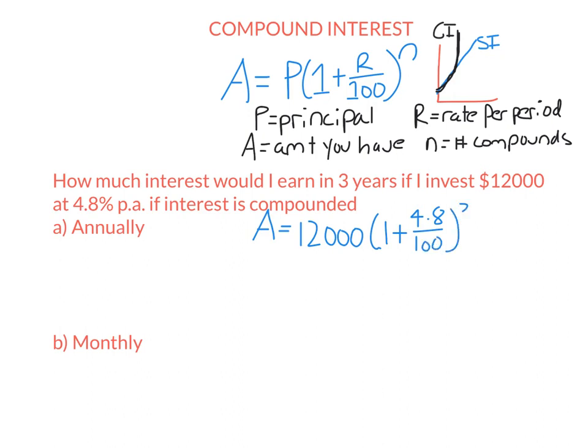So N is the number of compounds, the number of times I recalculate interest. So if you do it annually, which means yearly, for 3 years, you do 3 times. You compound the interest 3 times. So I can just put this straight on my calculator.